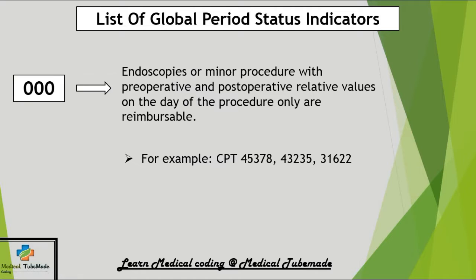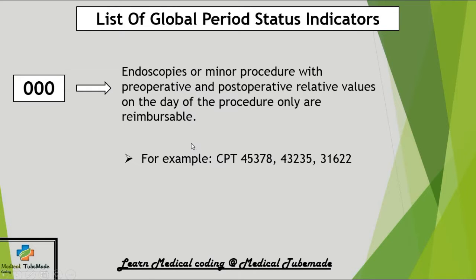Then the list of global period status indicators. One of the indicators is 000. It covers endoscopy or minor procedures where the pre-operative and post-operative relative value on the day of procedure only are reimbursable. For example, CPT 45378. If you check the global period for these CPTs, you will find 000, which means 0 days global period. Normally endoscopy and some minor procedures have a 0 days global period.